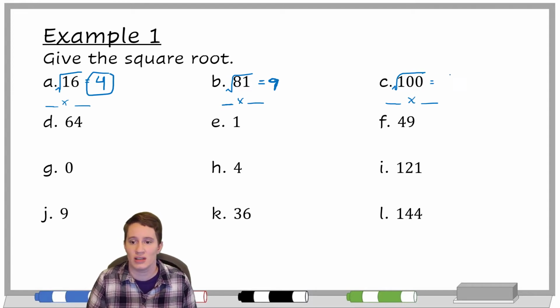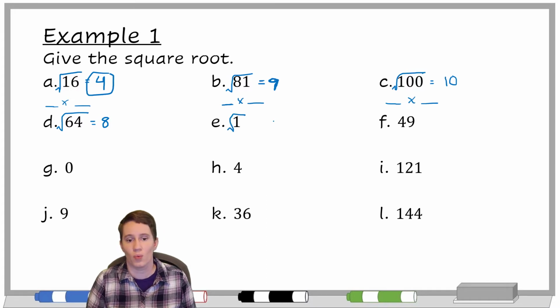So the square root of 100 is 10, because 10 times 10 equals 100. D, the square root of 64. What times what gives me 64? Lots of things multiply together to get 64, but the thing that multiplies twice is 8.